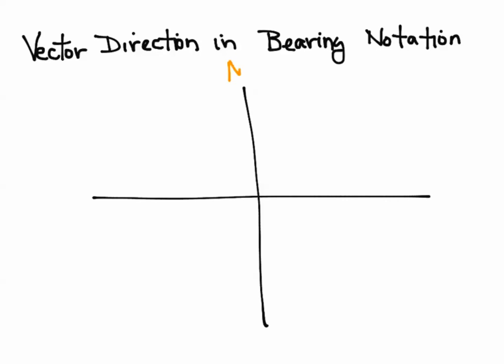A vector going north has a bearing of 0 degrees. A vector going east has a bearing of 90 degrees because it's rotated from the north 90 degrees. A vector with a direction heading south would have a bearing notation of 180 degrees, and finally west would have a bearing measure of 270 degrees.